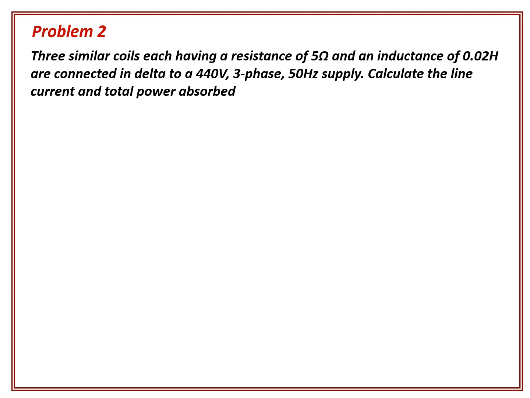Next question. Three similar coils, each having a resistance of 5 ohm and an inductance of 0.02 Henry, are connected in delta to a 440 volt 3-phase 50 Hz supply. Calculate the line current and total power absorbed.